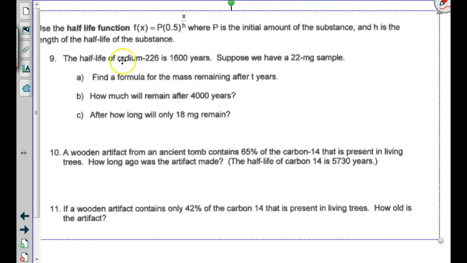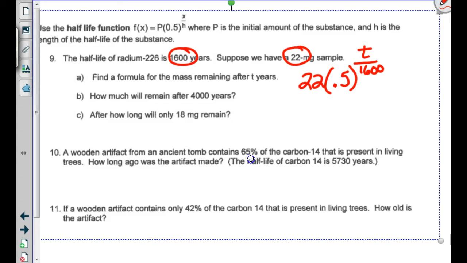How would that look, guys? Half-life is 1600 years. We're starting with 22, so we'd have 22 times 1/2 or 0.5 to the T over half-life, which is 1600. Okay. I'm on 10. Yes, you have this. This is 11A maybe? 11A. All right. How much will remain after 4,000 years? That's just a typing question. Put in T equals 4,000. So I have 22 times 0.5 to the power of 4,000 divided by 1,600. I got 3.89. Anybody else get that? Okay. So the answer when I put this in came out 3.89 milligrams.